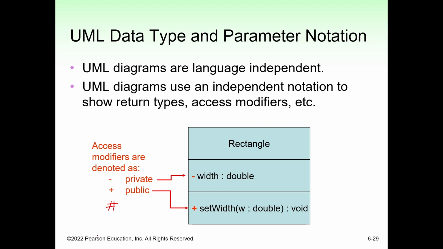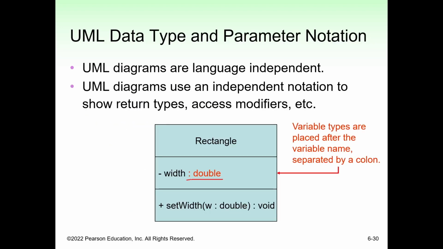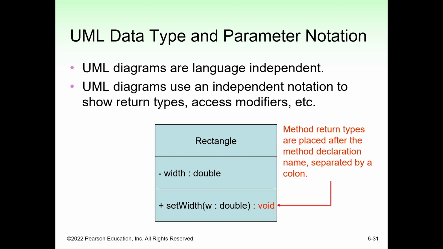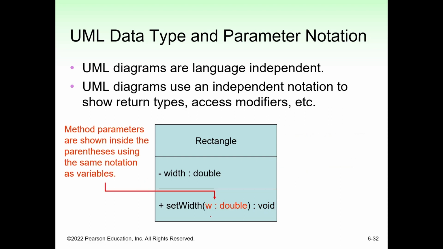But if you see this somewhere in the book, just know that it means protected and don't be alarmed by it. Now, the variable type for each variable that your class has will be denoted with a colon, and then after that colon, the data type of whatever variable you have. The same thing goes for the method return types. Again, you put a colon and then whatever you are returning. And your parameters are shown inside your parentheses. In this case, we have a parameter of type double with the name W.